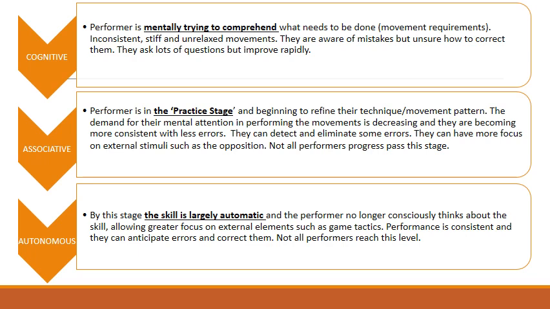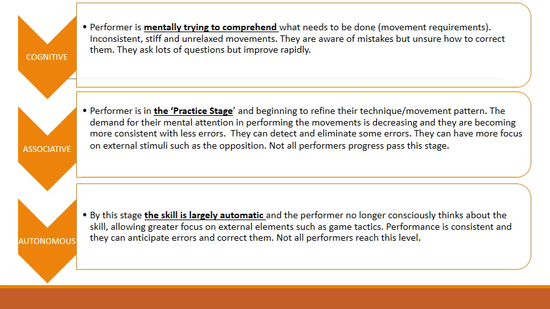Let's say our performer has progressed from the cognitive through to the associative stage. This is their practice stage. So this is where they're refining their technique and their movement so that they are starting to make it less rigid, less stiff, less uncoordinated. They're making their movement a bit more fluent, and to do that, their mental attention is a little bit less than what it was in the cognitive stage. They don't have to think about executing the skill quite as comprehensively. So with that becomes a more consistent performance.